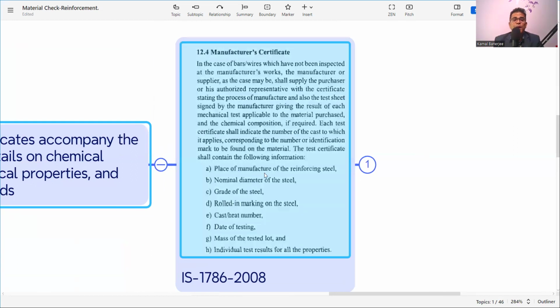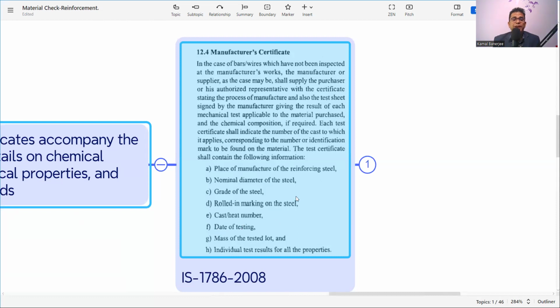That is the place of manufacture of the reinforcement steel, nominal diameter of the steel, grade of the steel, rolled-in marking on the steel, and cast or heat number, which is very important. The cast and heat number will be on the bundle, and we will check whether the same cast number is coming on the bundle. How? In the MTC, there will be a cast number or heat number, and we check whether the same cast or heat number is on the bundle or not.